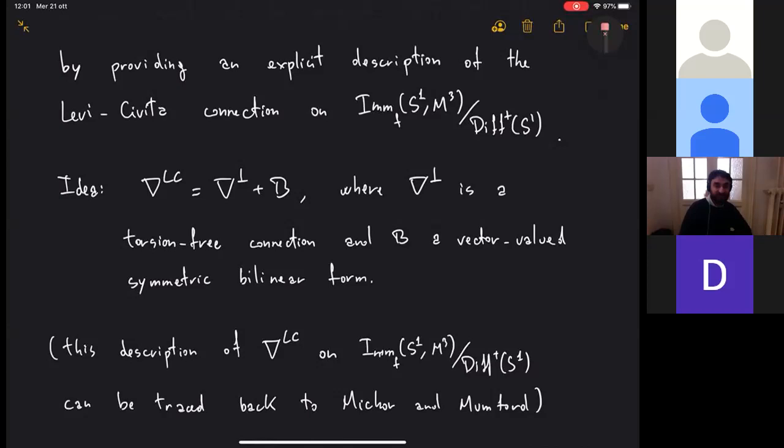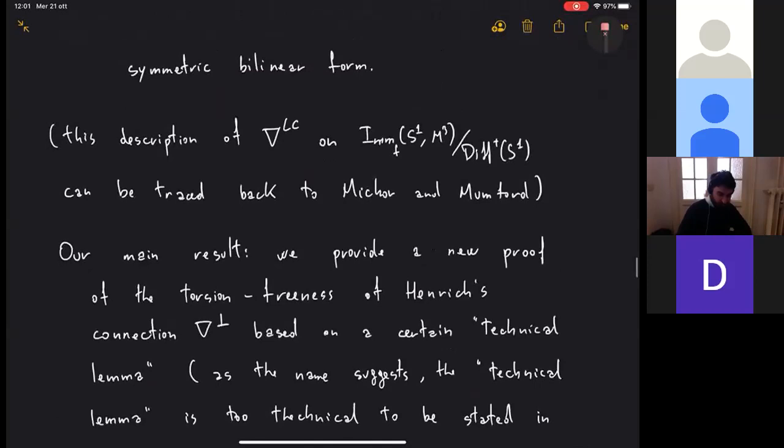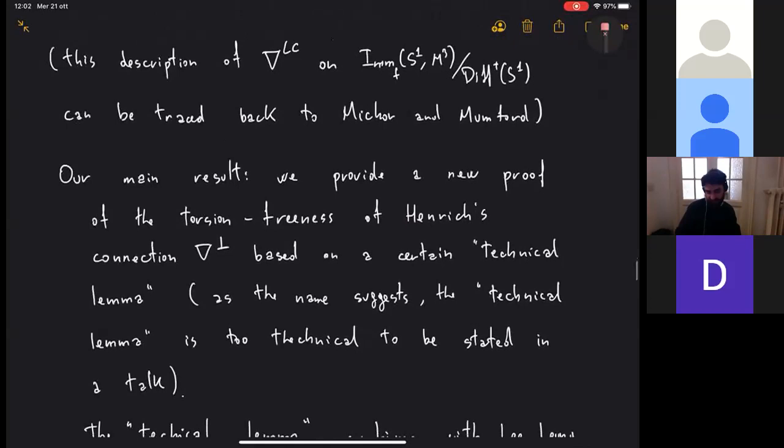So what we do, when I say we, I mean we. We give a new proof inspired by Henrich's work, but actually a new proof of the torsion freeness. And this new proof requires some lemma. This lemma is quite technical. So in this presentation, I call it the technical lemma, and I will not explicitly write it. But what is basically the technical lemma? The technical lemma says the following.